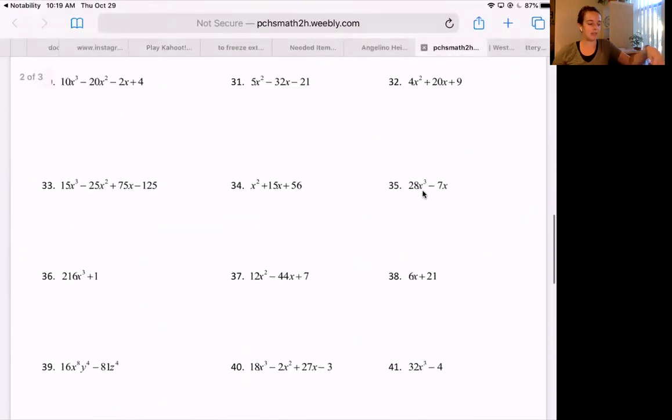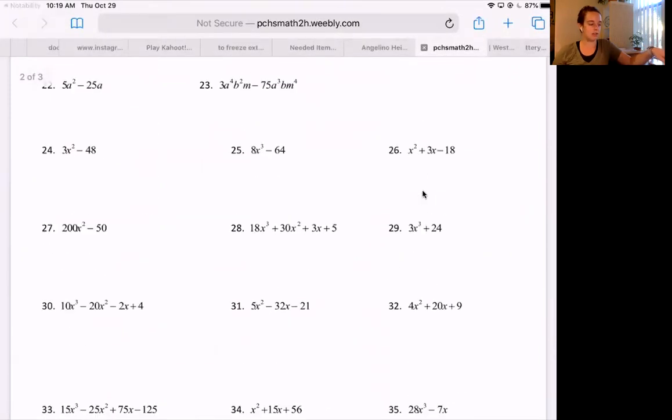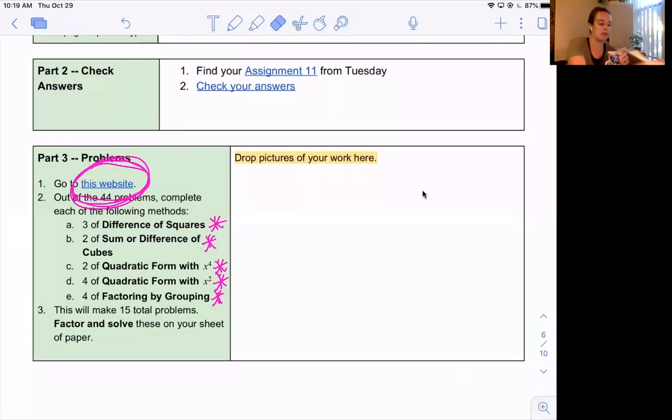But I am asking you to solve all the way, right? So your answer is going to be x equals a number, or a number, a number, a number. So you are actually factoring and solving. Okay. 15 total problems. I don't want it to take you longer than an hour. If it takes you longer than an hour, please stop and just text me and say, Miss, it took me longer than an hour. Just let me know and it'll be fine.